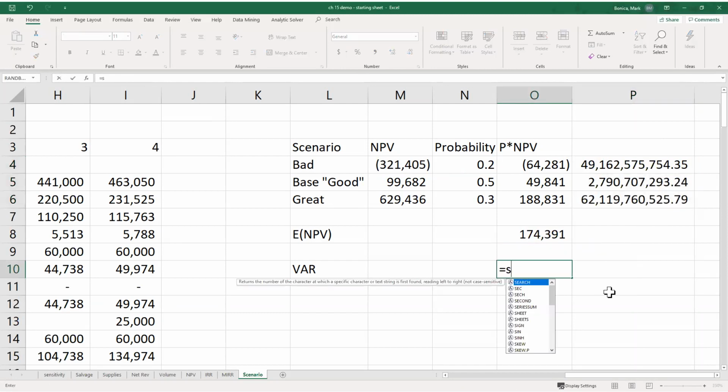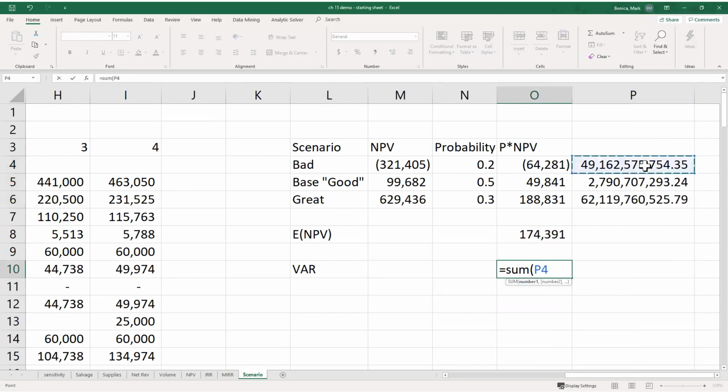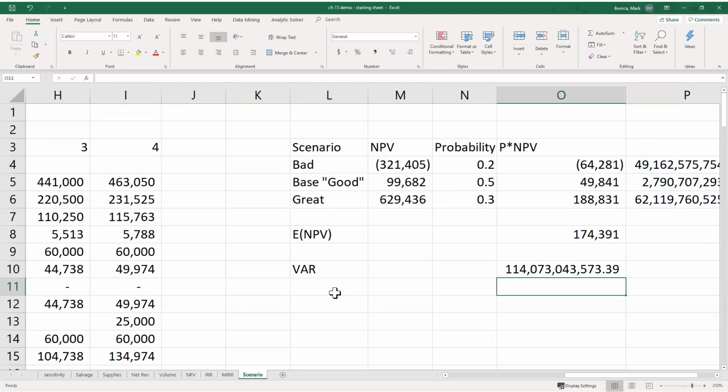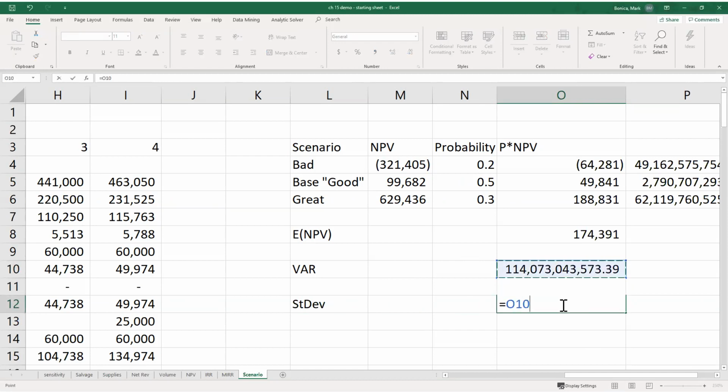And so the variance becomes the sum of these things, which is a really big number. And then standard deviation is just the square root of this really big number, right? So we'll say equals this raised to, and to take square root, you just raise it to the 0.5. So we've got a really big standard deviation, 337, right?